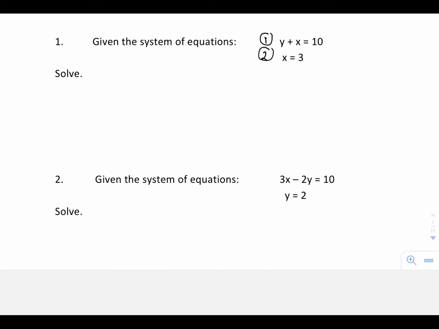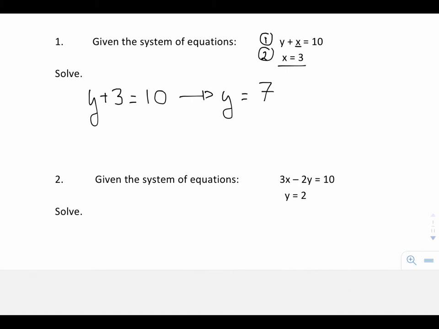So if I want to solve a system, all I've got to do is, over here where I have x equals 3, I'm going to replace the x in the first equation with 3. So what happens? I have y plus 3 equals 10. And this is a familiar linear equation, which I can just solve by rearranging and solving for y, and I get y equals 7. Again, the 3 comes over, it's subtracted from 10, and it gives me 7.